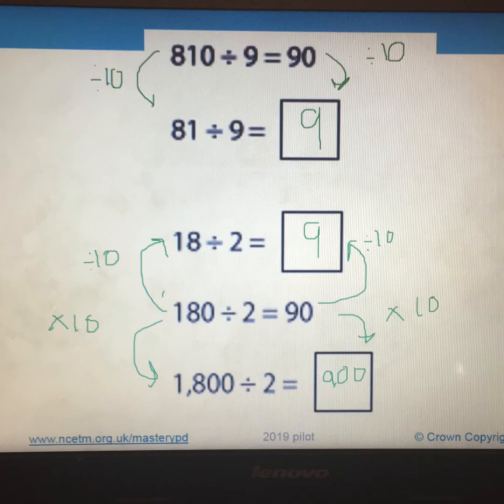For the second one, you had 3 equations here. You needed to start with the middle one. So from 180 divided by 2 to get to 18 divided by 2, you've divided the dividend by 10. So you divide 90 by 10, which is 9. And then to get from 180 divided by 2 to 1,800 divided by 2, you have timesed by 10. So you times the quotient by 10, which is 900.